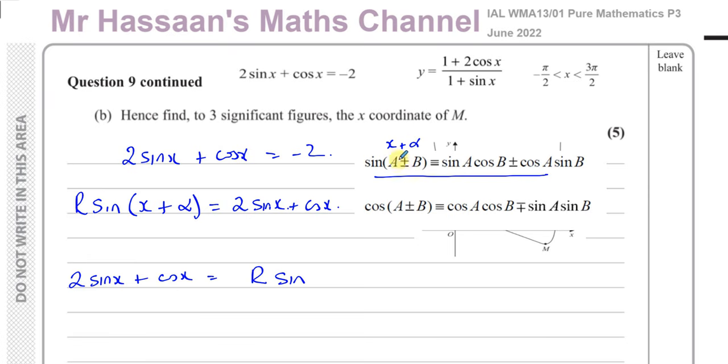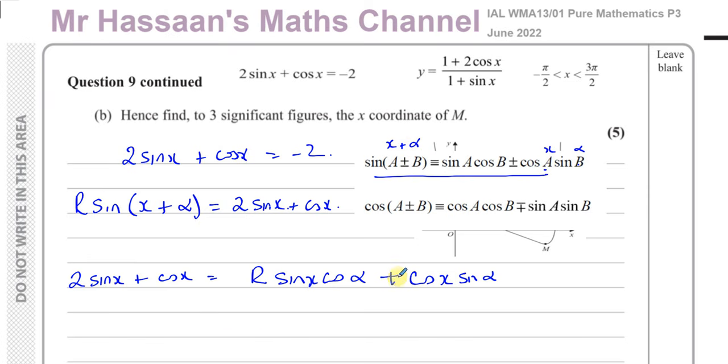So it's sine A cosine B, and it's going to be alpha. This is like our A, this is like our B. Cosine alpha. Okay, plus, then we'll have cosine A. So this A is going to be like our x. Sorry, so that's sine x cosine alpha, and cosine x sine alpha. A is x and B is alpha.